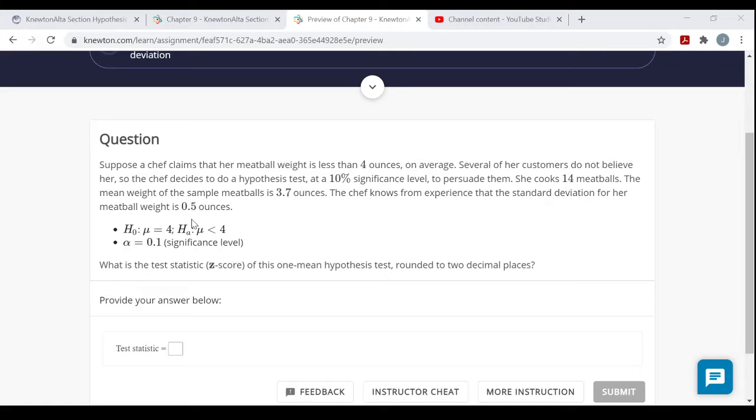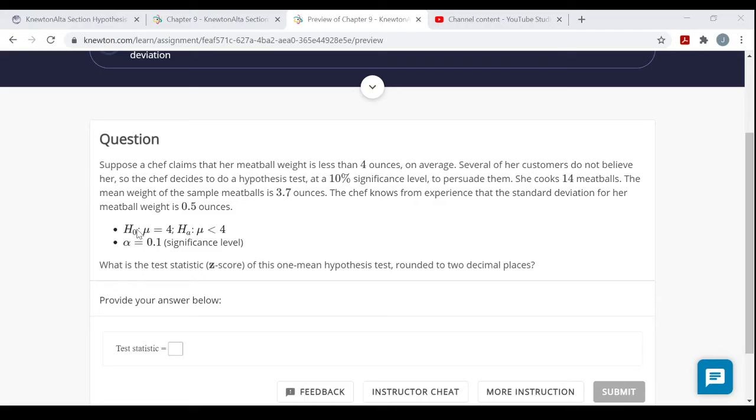First of all, we have a claim. Let's say mu represents the average weight of all this chef's meatballs, the entire population. The claim is that mu is less than 4 ounces. And that would be the alternative hypothesis. Remember, the alternative involves no equality. So mu is less than 4. And if it's mu less than 4, that means we're performing a left-tailed test. It's something to keep track of.